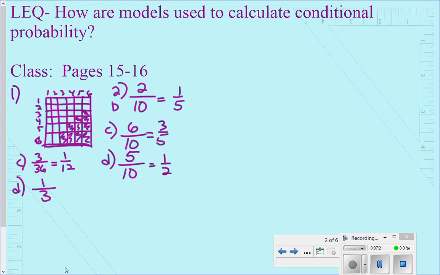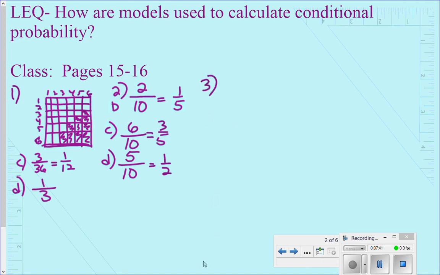Now, notice because those were all the same probabilities, we were able to just use logic and counting. We didn't have to use any formula. But in a minute, when we look at some where the probabilities are not equal, we're going to have to use a formula. So let's move on to number 3, which is talking about a spinner.